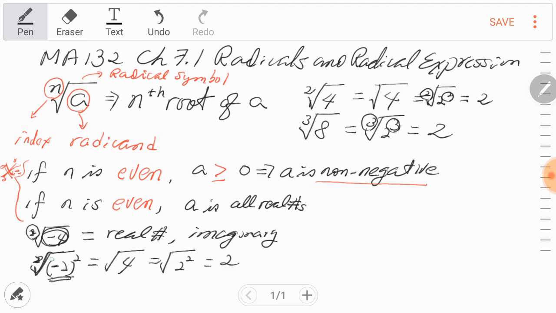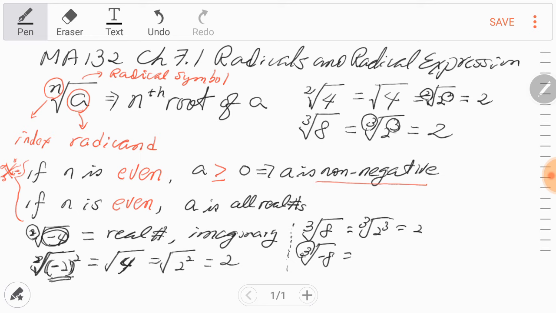Since -2 squared is positive, we can write the 4 again as 2 squared. So this is equal to 2. Okay, how about if the index is a cube root? The cube root of 8 is, we know, the cube root of 2 cubed, which is 2. How about the cube root of -8?